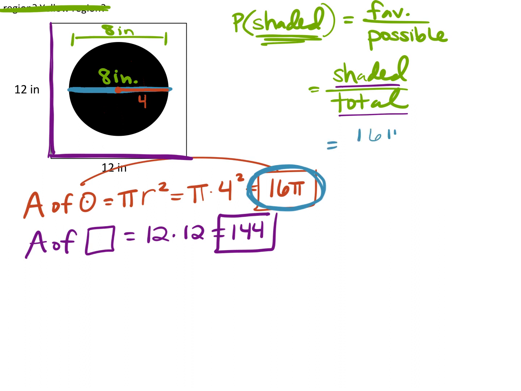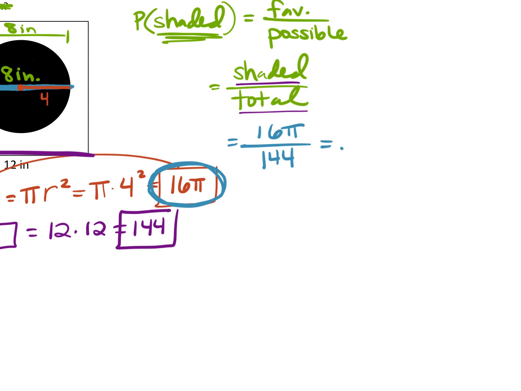So you're going to go 16 pi, and you're going to divide by what? What's the total picture? 144, the square. So you're going to plug in 16 pi divided by 144. And you get this number, 0.34907. So the probability that you hit the shaded area in this picture is what?